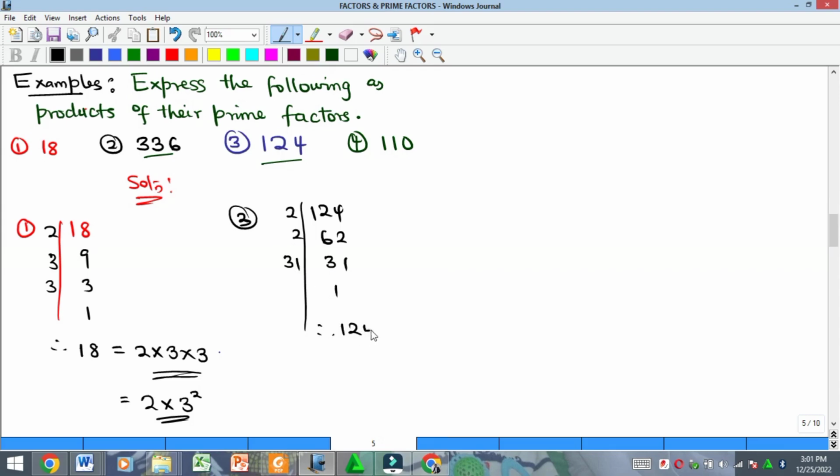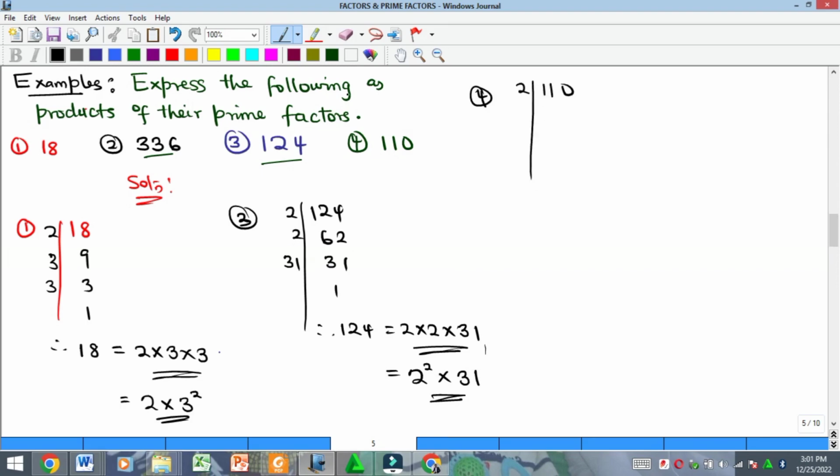Therefore, our 124 is equal to 2 times 2 times 31. That is the expression of 124 as a product of its prime factors. And if we put it in index form, it is 2 raised to the power of 2 times 31, and that's your solution.